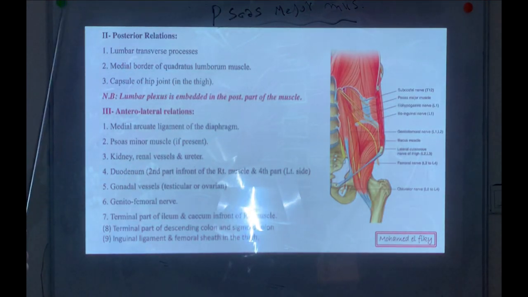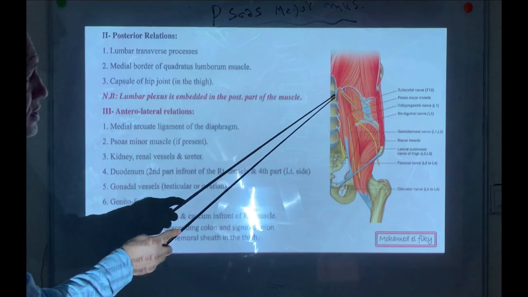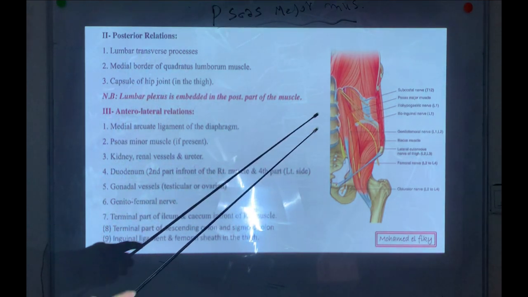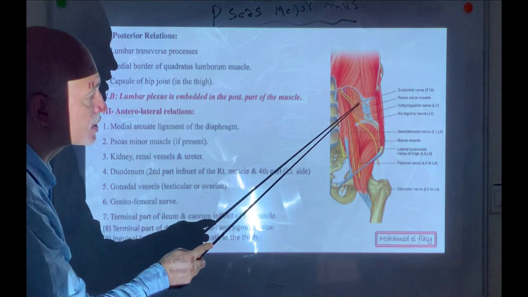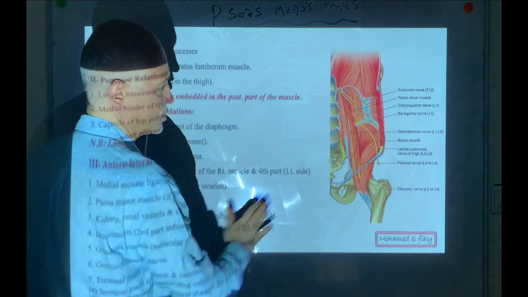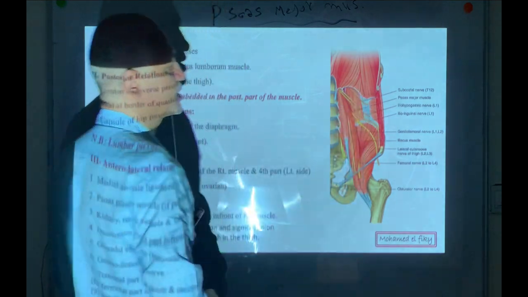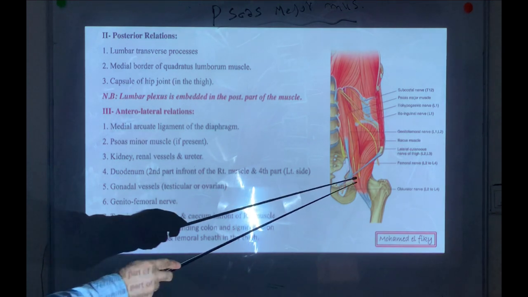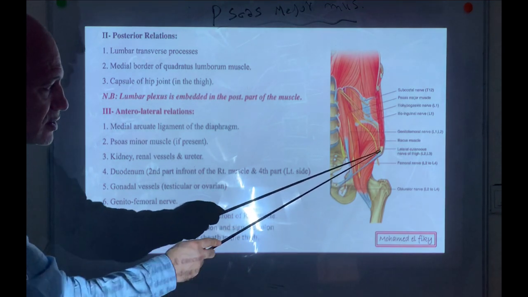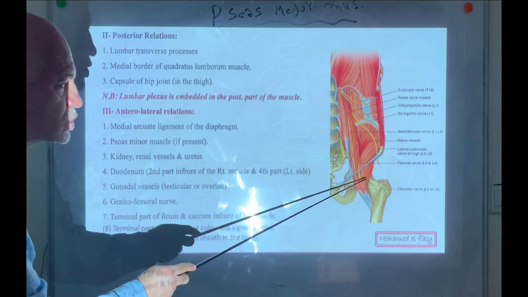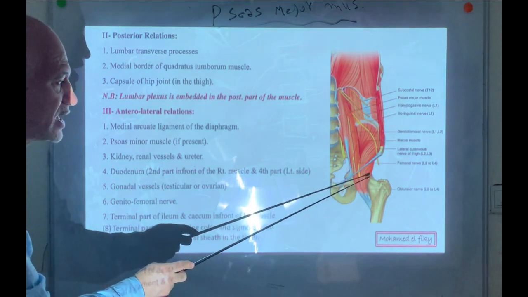Posterior relation: the lumbar transverse processes of the lumbar vertebrae. Also the quadratus lumborum muscle, which enters deep to the muscle. So psoas major covers part of the quadratus lumborum muscle. Also, below the inguinal ligament, the muscle is related posteriorly to the capsule of the hip joint.